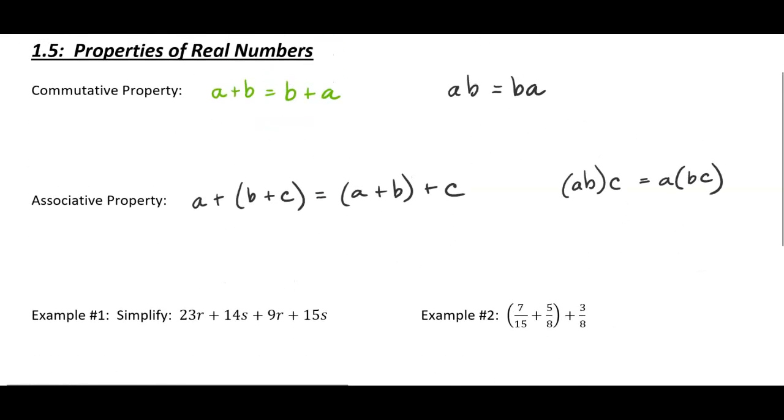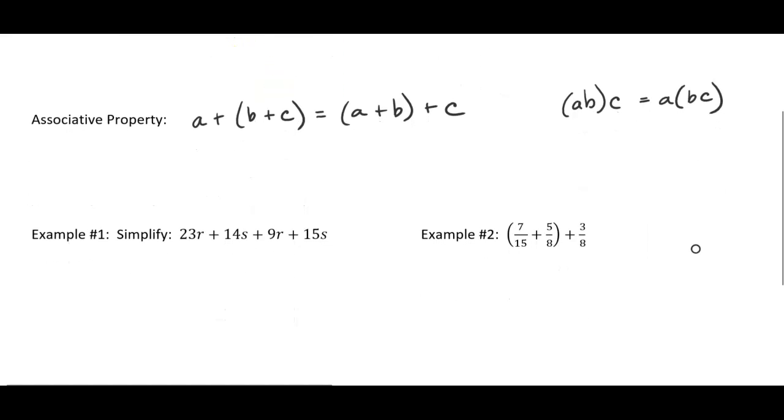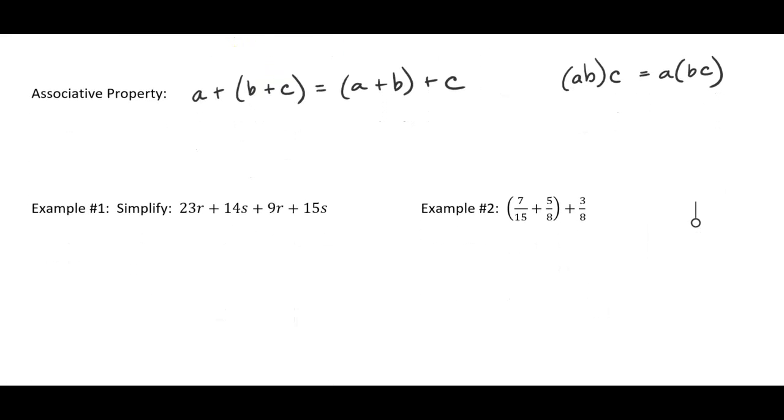We use the commutative and associative properties all the time. You might have a long string of numbers that you're adding up, and you say, oh, I'm going to look for numbers that add up to 10, because that'll be easier for me. And you can do that, and that's okay. All right, so let's look at example 1 here.